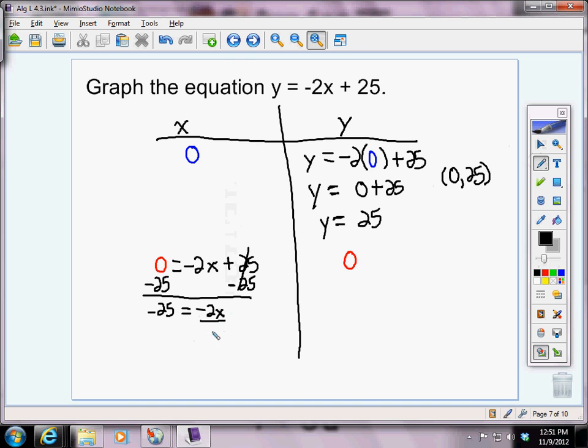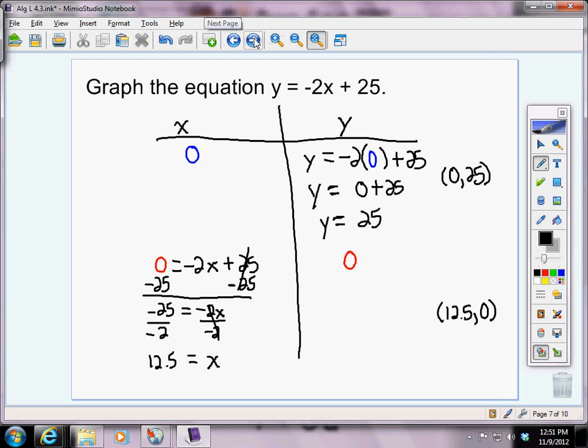Now I'm going to divide both sides by a negative 2. And I'm left with x equals 2 negatives. That means this is going to be a positive. 25 divided by 2 is, well, I'll just say 12.5. So this becomes the point (12.5, 0). Their y value is 0. So now we can plot these 2 points and have a graph of these solutions.